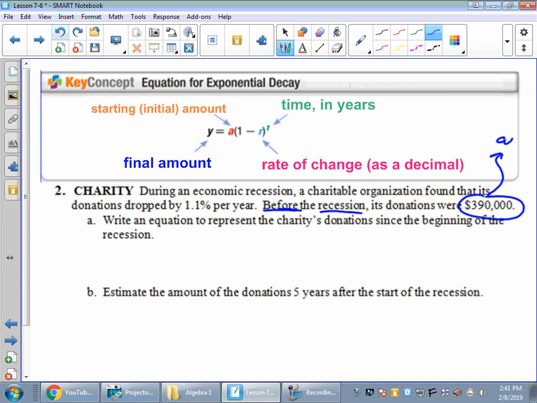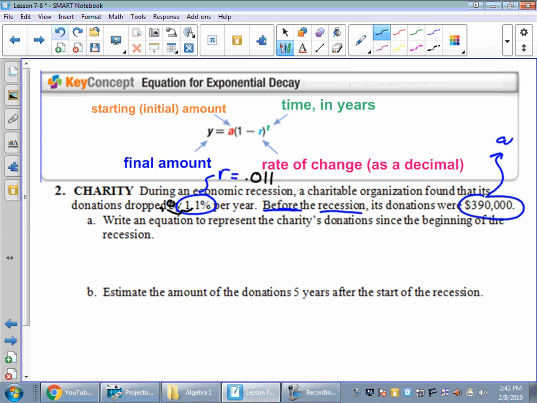And we also have this here, this 1.1%, that's our rate. So that's going to represent our r, which then should be, again, we have to move this decimal place two places to the left. So 1, 2, gives us 0.011 for our rate. Okay? And that's all we have. Again, we don't have a t, because t is going to be listed as a variable here.